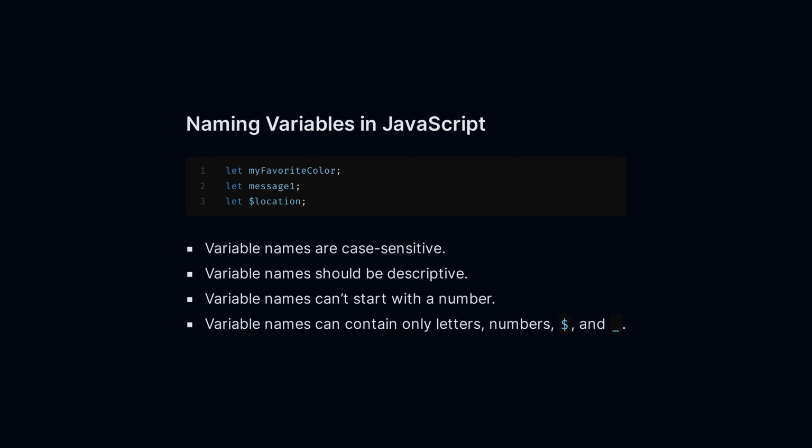Third, a variable name cannot start with a number. It can, however, begin with a letter, underscore, or $ sign. Lastly, besides the initial character, the rest of your variable name can be composed of any combination of letters, numbers, underscores, or $ signs. The code on the slide shows a couple of examples of well-named variables. As a good practice, aim to make your variable names meaningful and follow JavaScript naming rules.